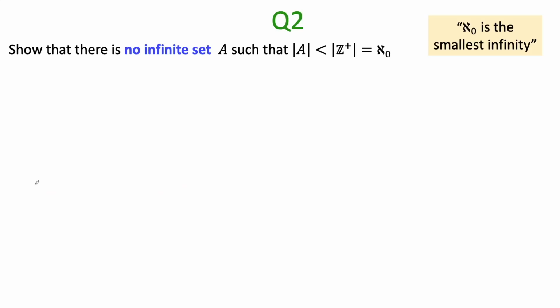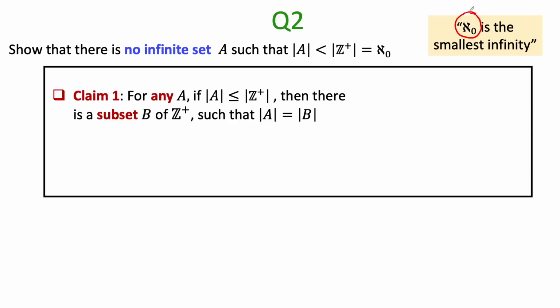In question number 2, we have to prove that there is no infinite set A whose cardinality is strictly less than Aleph null, that means strictly less than the cardinality of the set of positive integers. So in some sense, we want to prove here that Aleph null is the smallest infinity. To prove this statement, we will use two claims, and we will assume for the moment that these two claims are correct, and later on we will focus our attention on proving them.